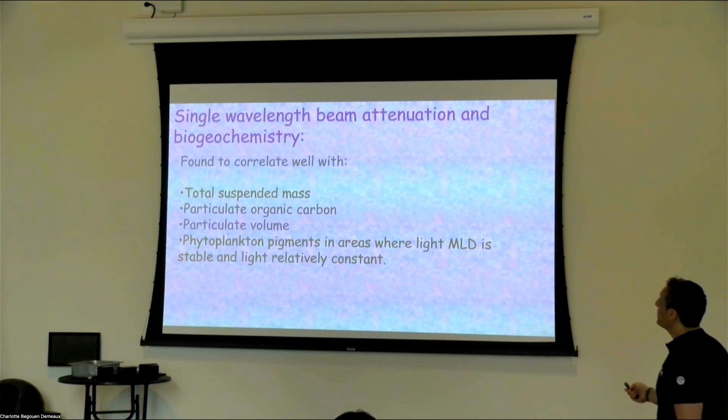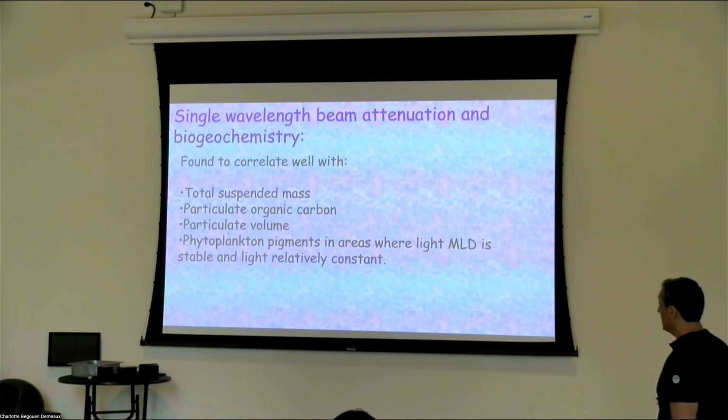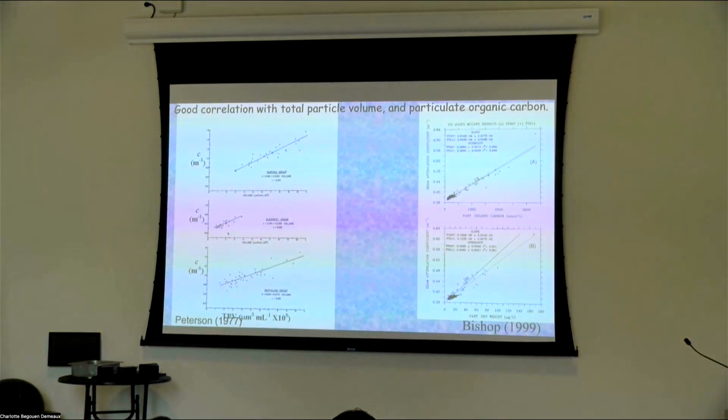So single wavelength beam attenuation was found to correlate well with total suspended mass, particulate organic carbon, particulate volume, and phytoplankton pigments in areas where light in the mixed layer is stable and relatively constant, and even with phytoplankton biomass. I didn't show that. We have a paper from 2006 on that. So here are 2 examples.